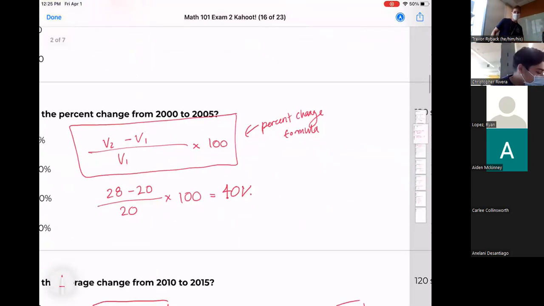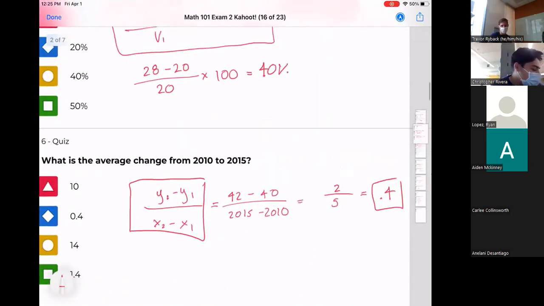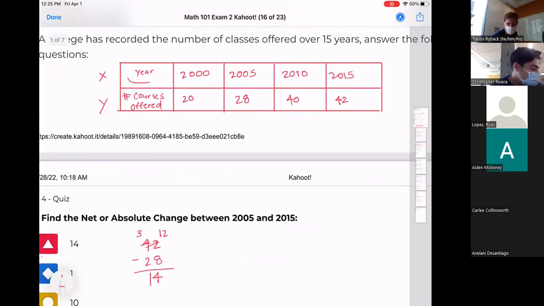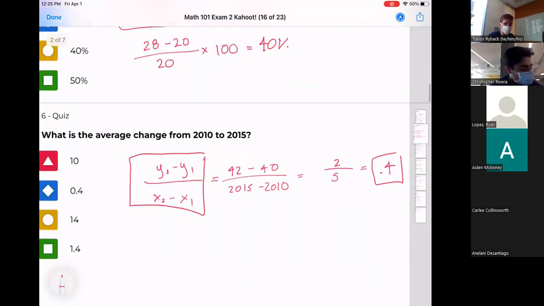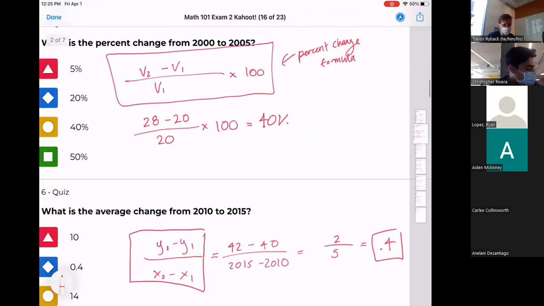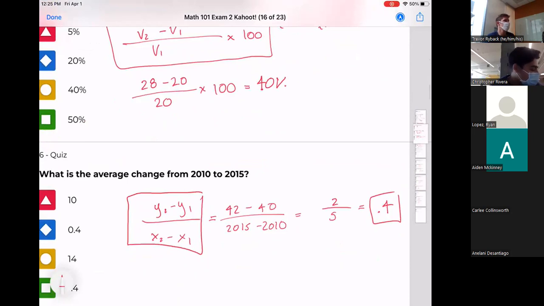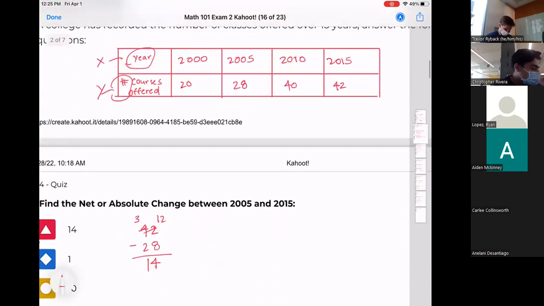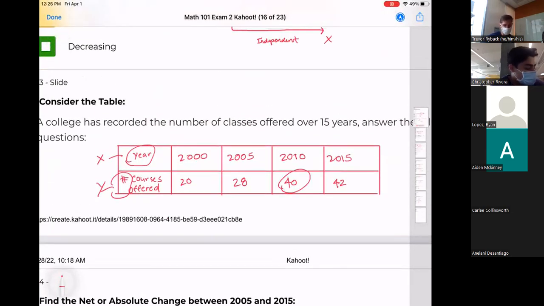Anyway, knowing that these values are our X's and these values are our Y's, we can plug the values into our formula. Y2 minus Y1 divided by X2 minus X1. Now, our X1 is going to be 2010 and our X2 is going to be 2015. Now we would just look for the corresponding Y values, which are right here.